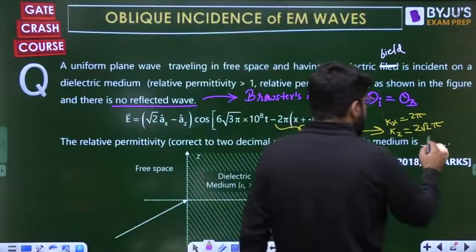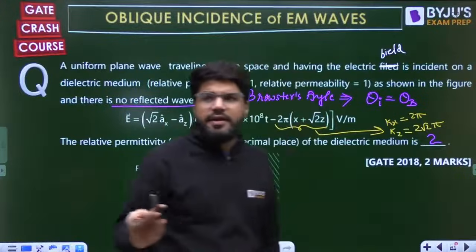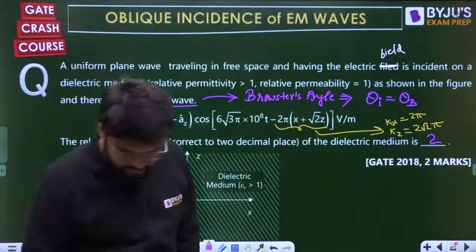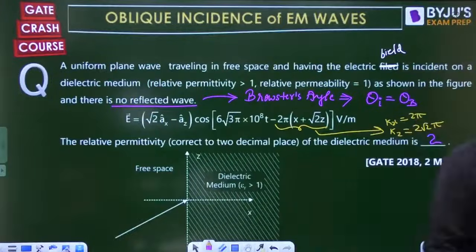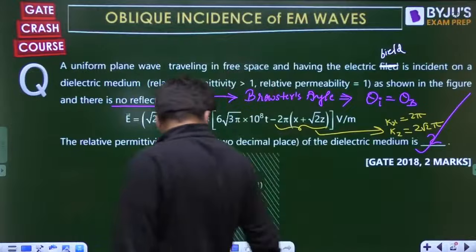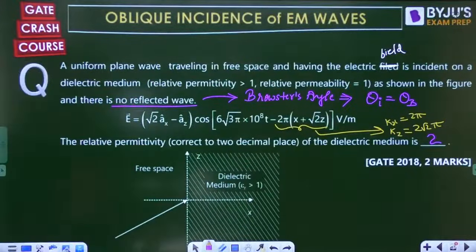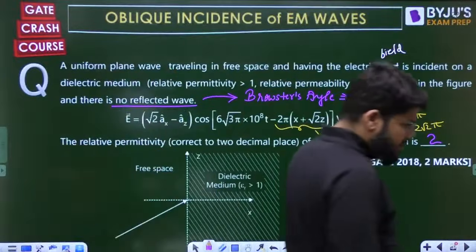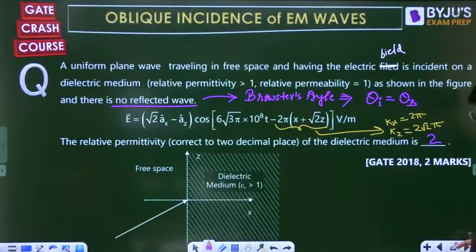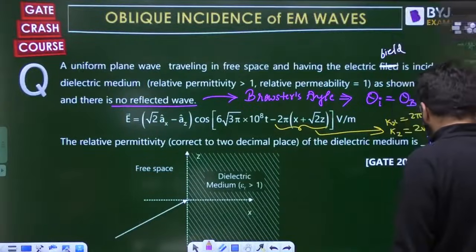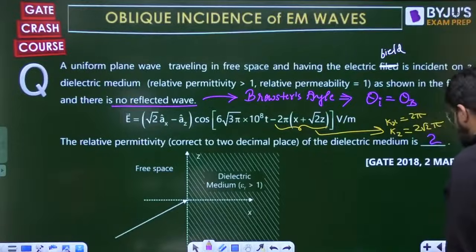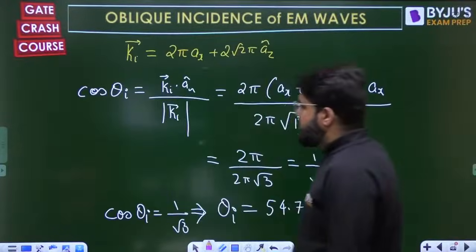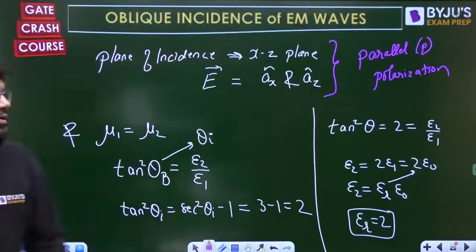Everybody done? Relative permittivity is equal to 2. Cool. That's it. Right. I hope this question also gives you some good learning here. This is done.